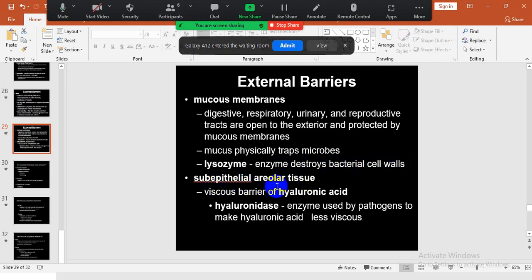Subepithelial areolar tissues are also present. And they are not present in mucus, so they are different. They are a viscous barrier of hyaluronic acid. And the organisms have hyaluronidase, which are enzymes used by pathogens to make hyaluronic acid less viscous. So hyaluronic acid is viscous, and organisms don't like a viscous liquid like that because they can't travel inside. It's like the mucus.